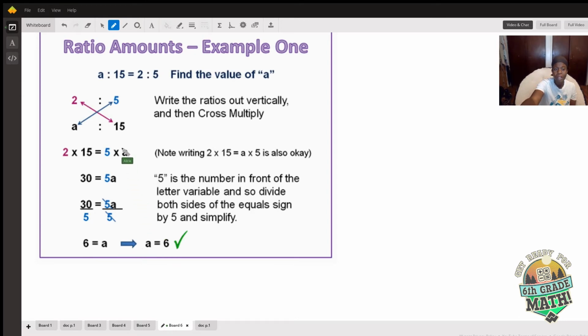Okay? And then the way you can check that is you would put the 6 here, and you would say, okay, 2 times 3, 5 times 3. They both check out. All right, so let's spend some time doing some examples.